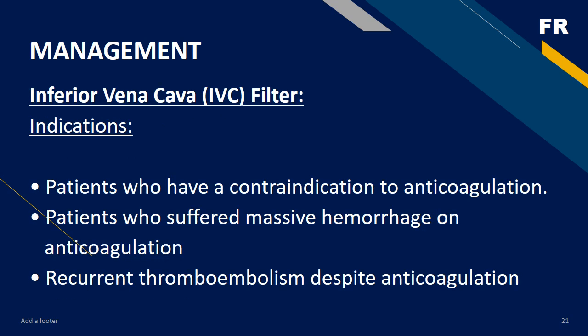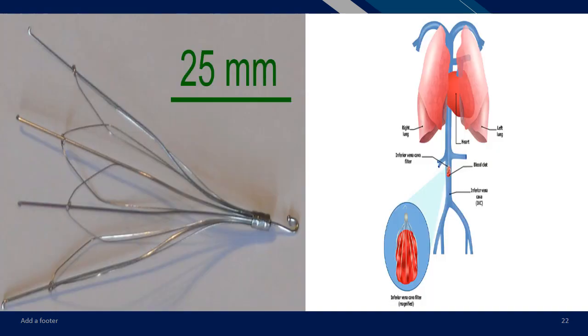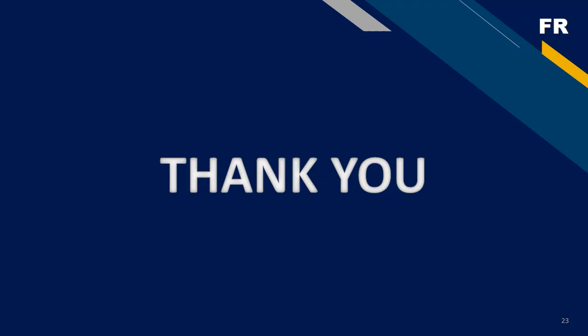Inferior vena cava filter can also be used in patients who have contraindication to anticoagulation, or who have suffered massive hemorrhage on anticoagulation, or when there is recurrent thromboembolism despite anticoagulation. So this is the picture of inferior vena cava filter, and it is placed in the inferior vena cava, and it will capture any blood clot.